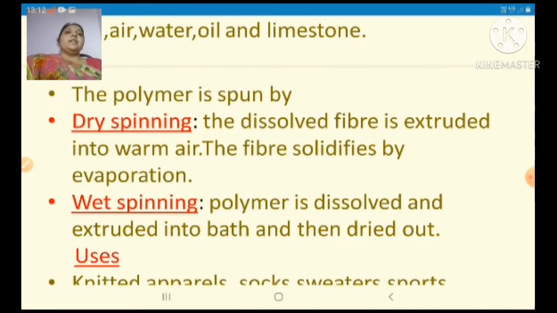So in this way, nylon, rayon and acrylic are used in our daily life for many things, so that our life and also our activities become very comfortable.